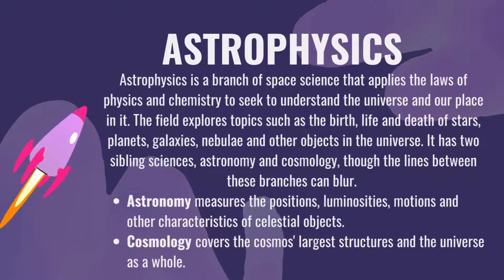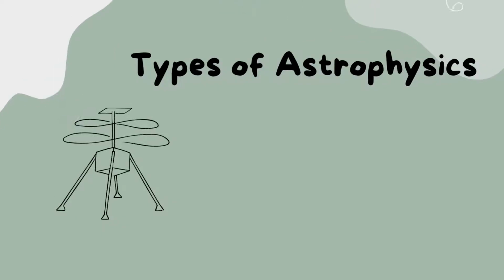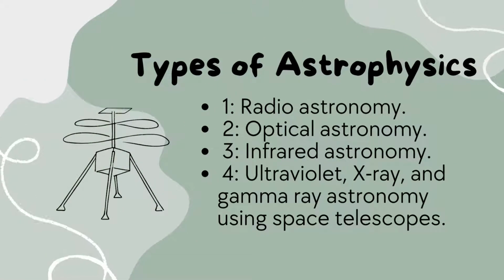Do you know what the four types of astrophysics are? Let's understand the types of astrophysics. Number 1, radio astronomy. Number 2, optical astronomy. Number 3, infrared astronomy. Number 4, ultraviolet, X-ray, and gamma-ray astronomy using space telescopes.